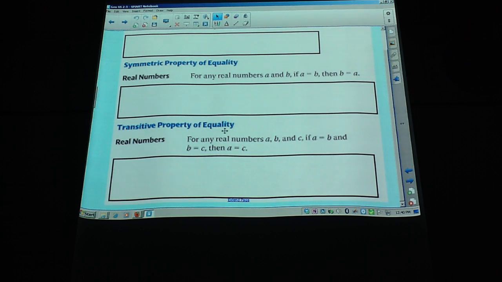The transitive property: if we know that a is equal to b and b is equal to c, then a and c must be equal to each other also. So that's the transitive property.